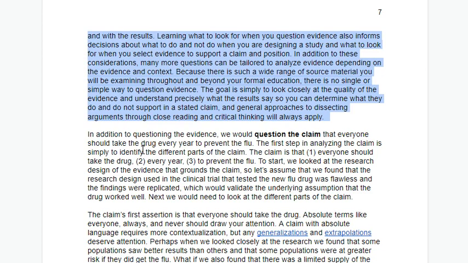Because there is such a wide range of source material you will be examining throughout and beyond your formal education, there is no single or simple way to question evidence. The goal is simply to look closely at the quality of the evidence and understand precisely what the results say, so you can determine what they do and do not support in a stated claim. In general, approaches to dissecting arguments through close reading and critical thinking will always apply.